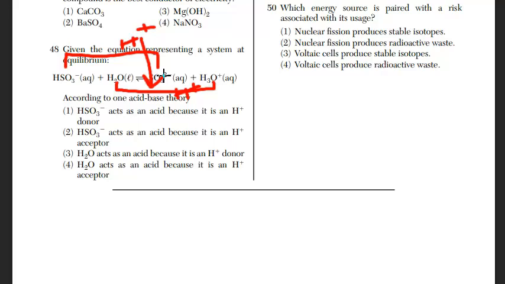Let's take a look at the choices now. HSO3 minus is acting as an acid. That is correct, because it is an H plus donor. It is not acting as an acid. It is not accepting. Water is not acting as an acid because it's not an H plus donor in this equation. And it can't also be acting as an acid if it's an H plus acceptor. That's not the case. So the only answer that makes sense here is choice 1.